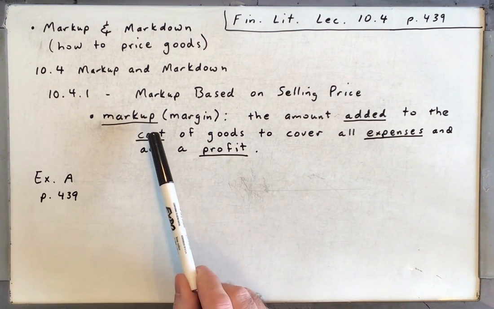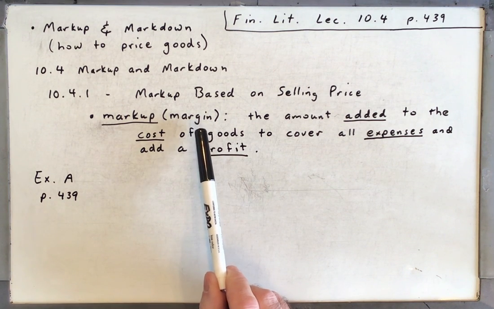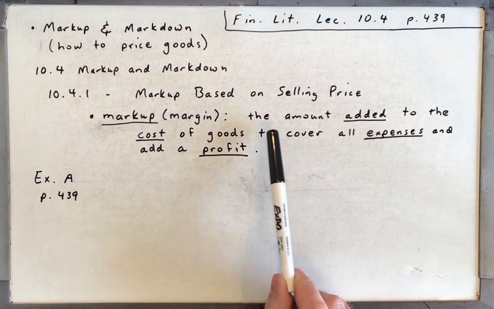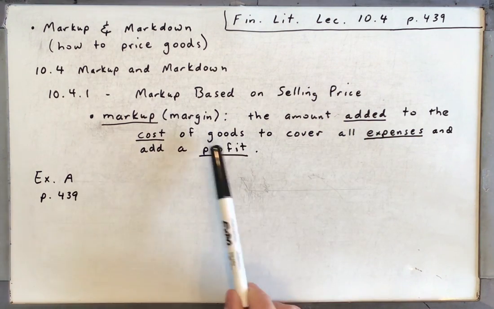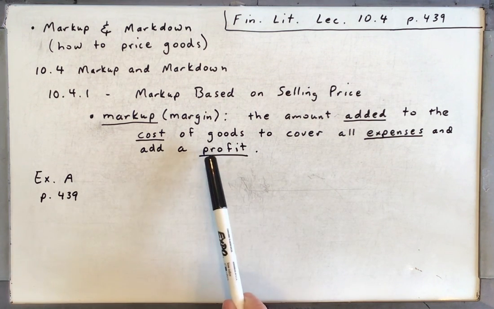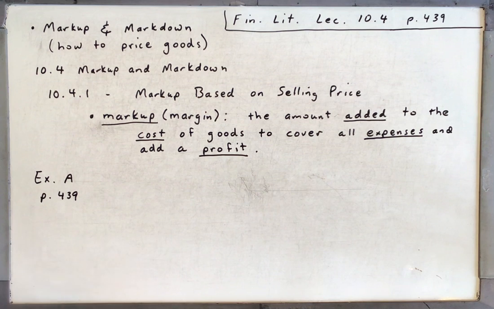So markup, the definition of that, margin is probably the more common term used, by the way. At least when I was in business school, we used the term margin. It's the amount added to the cost of goods to cover all expenses and add a profit. Hopefully you're adding a profit, and hopefully you're covering all expenses. Sometimes you sell things at a loss, but we're going to assume that we're trying to make a profit.